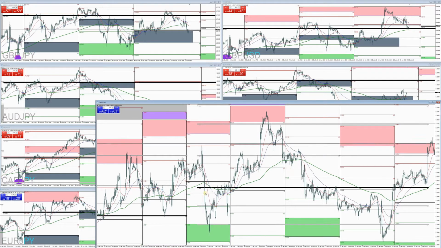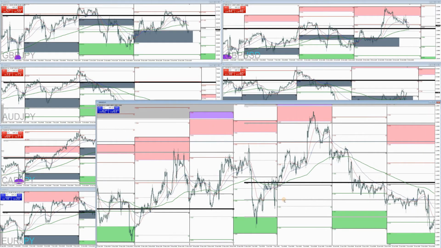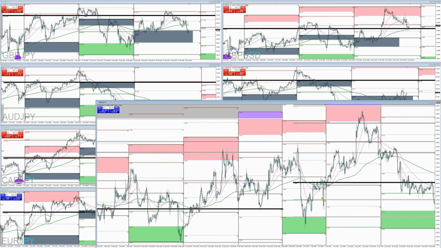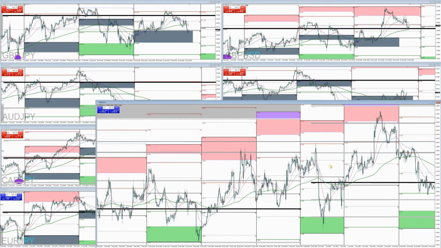Alright, so this is one right there. So if we got in here, waited several weeks, okay, we would have taken 192 pips profit. Alright, so let's go ahead and collapse this here.